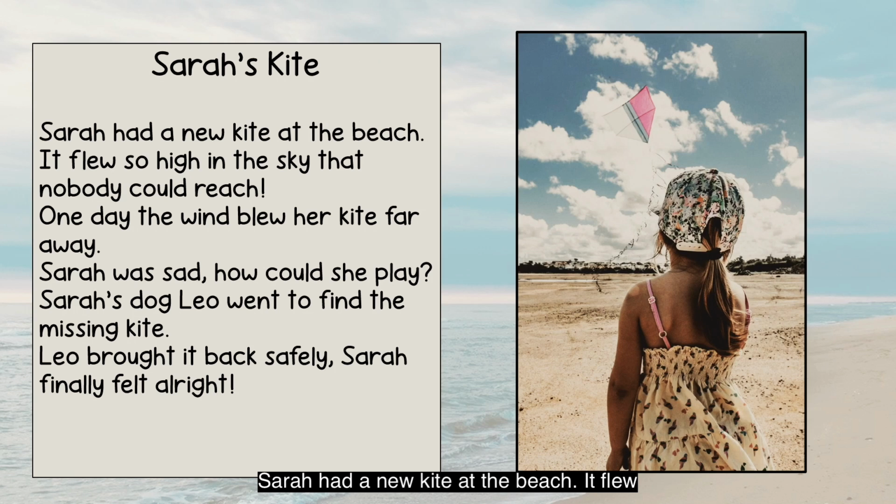Sarah had a new kite at the beach. It flew so high in the sky that nobody could reach. One day the wind blew her kite far away. Sarah was sad. How could she play? Sarah's dog Leo went to find the missing kite. Leo brought it back safely. Sarah finally felt all right.